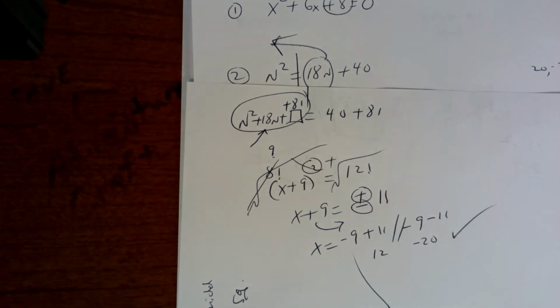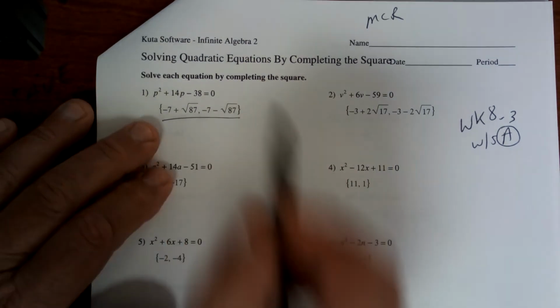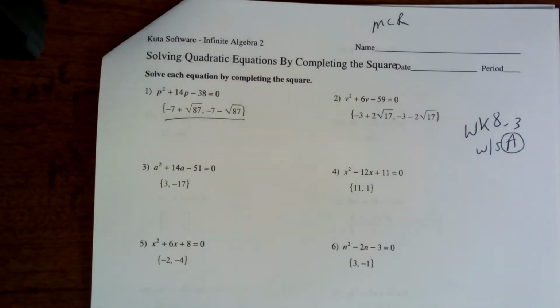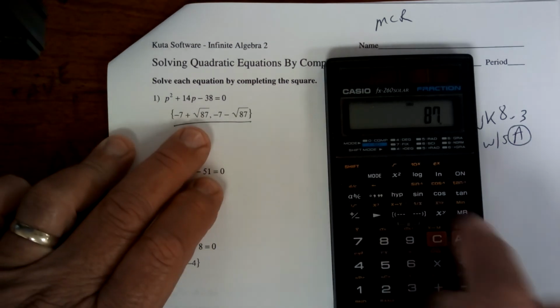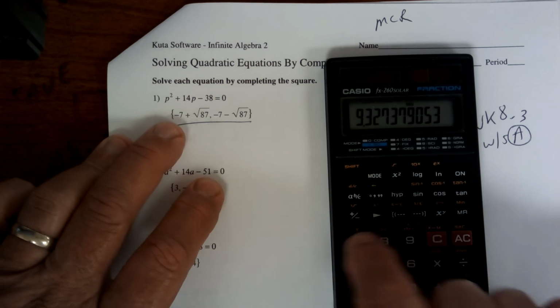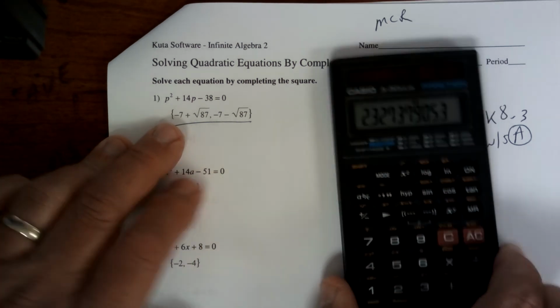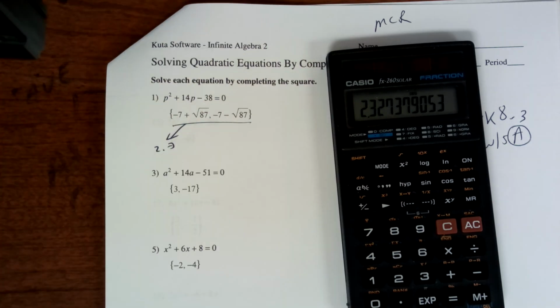So today, guess what you're doing? Yeah, you guessed it. You're completing the square. And the answers are right here. And you might say, well, Mr. Toops, how do I know that I got it right? Well, you take your calculator, you press 87, you hit shift, square root, and then you do minus 7. And what I get here is 2.3. So if you got 2.3 for this, then you did it right, okay? So make sure you know how to convert your answers.